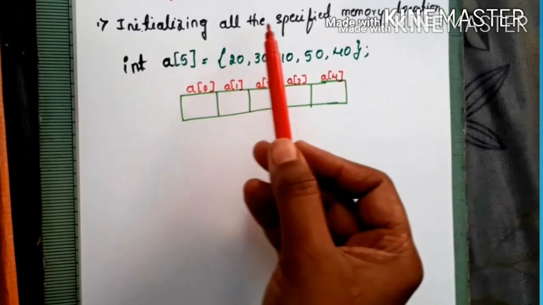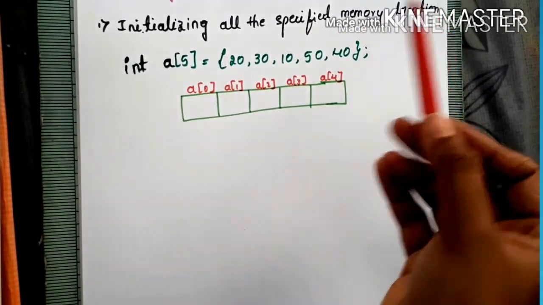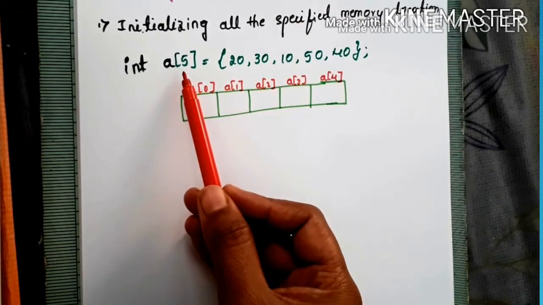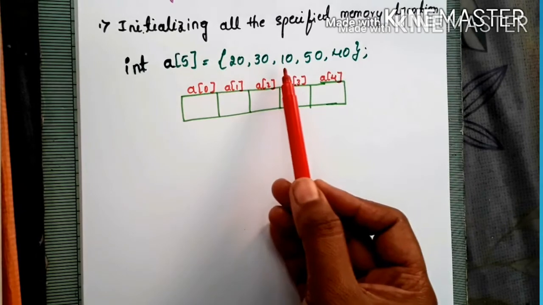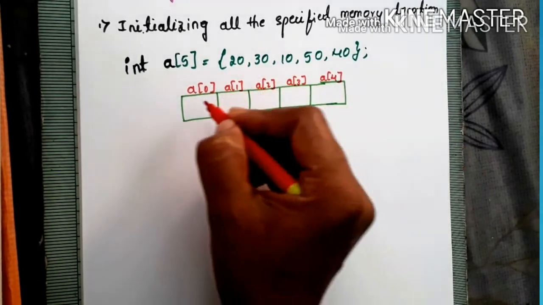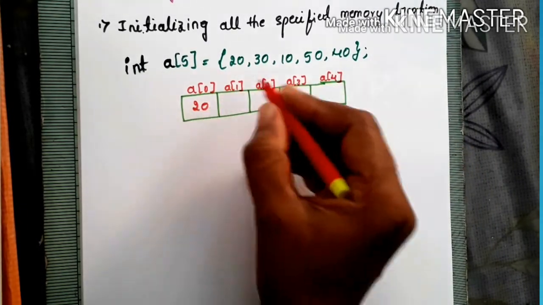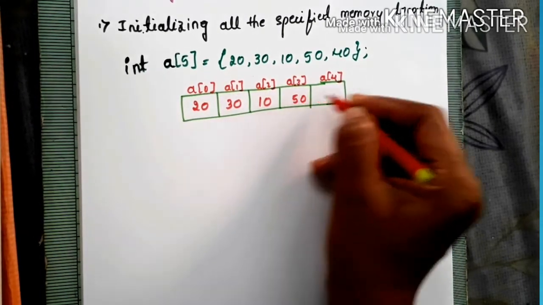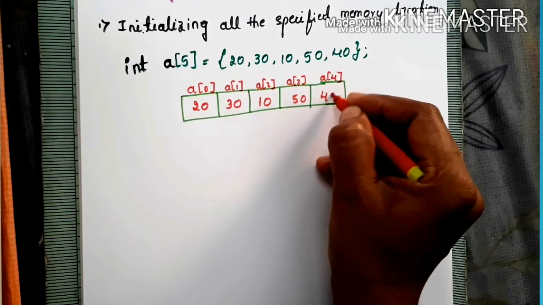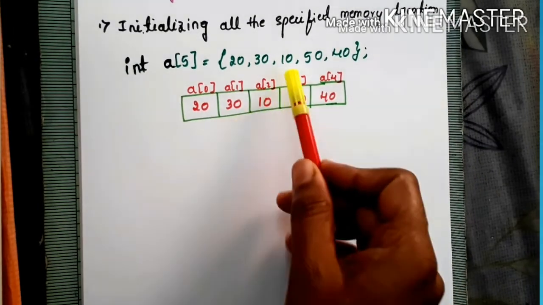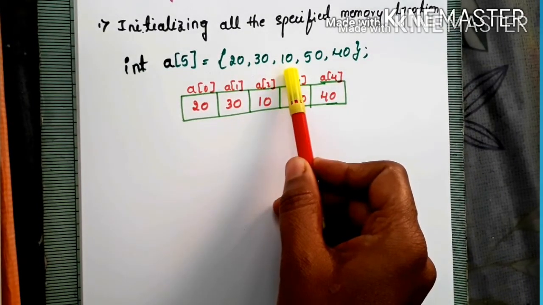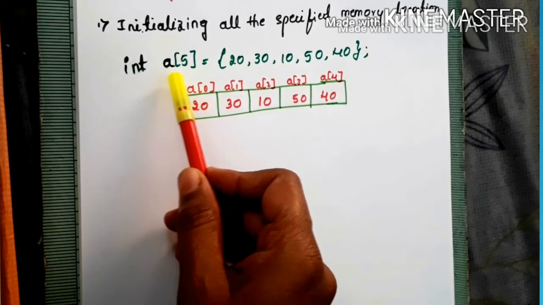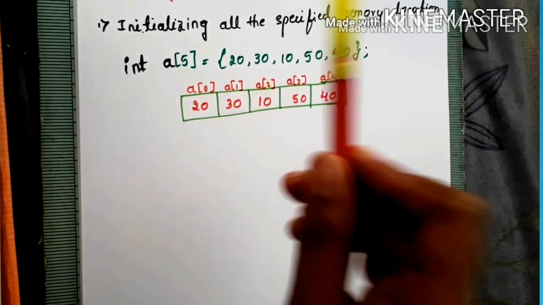In case of initializing all the specified memory locations, all the elements of the array A are initialized. Means what? The size of the array is 5. All the 5 elements are initialized. That is, 20 is copied to the location A of 0, 30 is copied to A of 1, and so on. In this case, the number of elements that we have initialized must be equal to the size of the array. That is, all the elements of the array A are initialized.